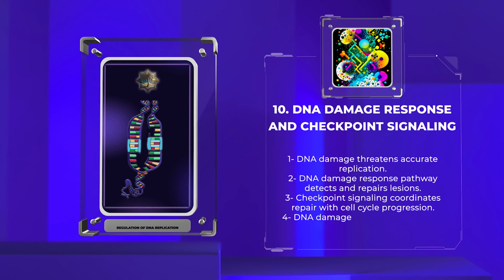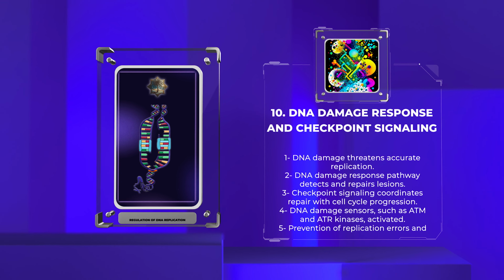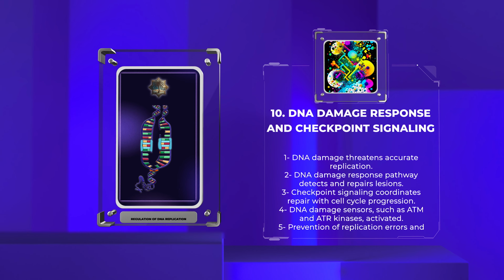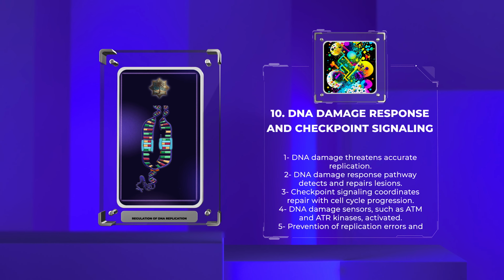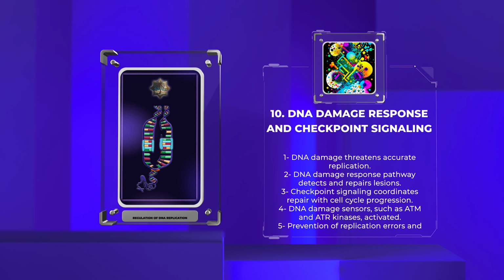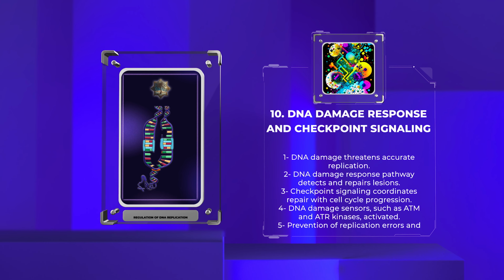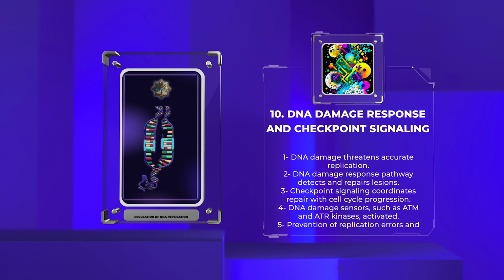The accurate replication of DNA is constantly threatened by various types of DNA damage. Cells have evolved an elaborate DNA damage response pathway to detect and repair DNA lesions during replication. Checkpoint signaling pathways coordinate DNA repair processes with the cell cycle progression to ensure the fidelity of DNA replication.